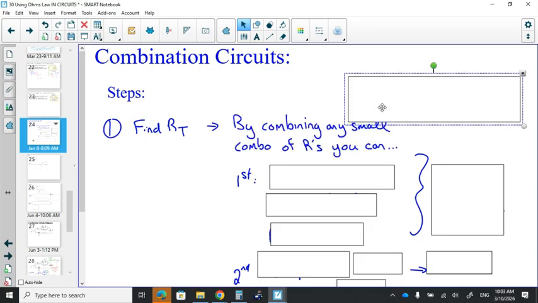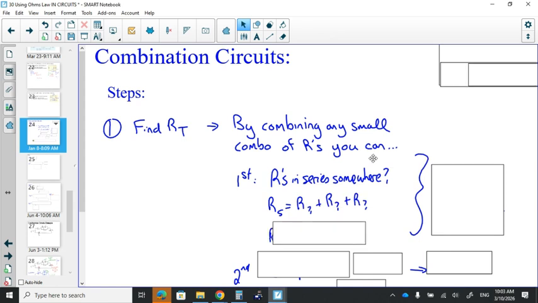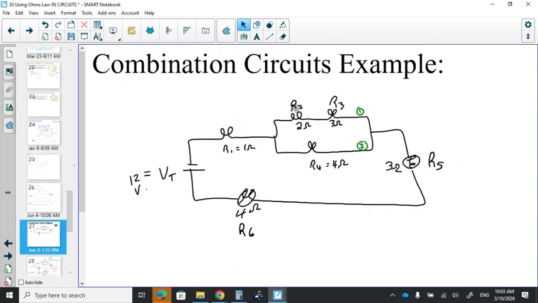So total resistance, combine any small bits you can. So if there's resistances in series somewhere, then obviously add them up. That is this section right here, for example. And really the 1 ohm, the 3 ohm, and the 4 ohm, for example, would just add up as well to be 8 ohms. So you could do that right away. So you'd be like, okay, I've got 8 ohms and I've got 5 ohms.